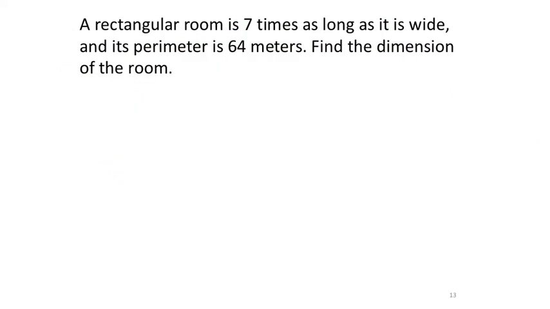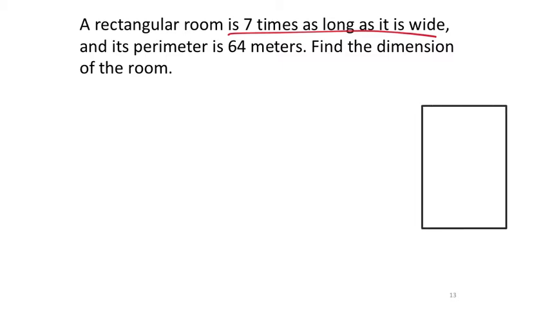All right, here we go. A rectangular room is 7 times as long as it is wide, and its perimeter is 64 meters. Find the dimensions of the room. What's different about this one? Well, on this one, it's saying that it's 7 times as long as it is wide. Okay, so this isn't 7 more, it's 7 times, and it's important to know the difference. Because, and I'll do another drawing here as much as you probably hate it.